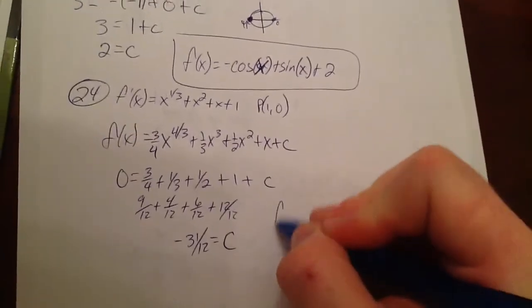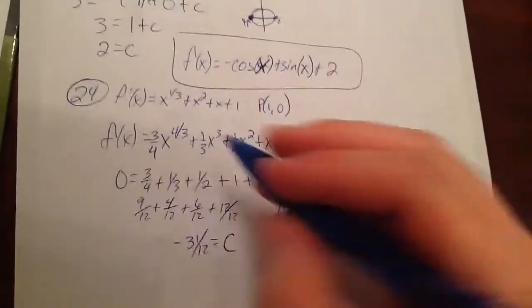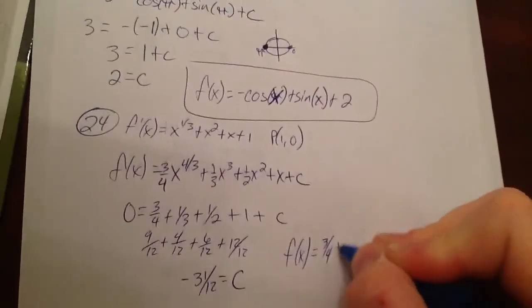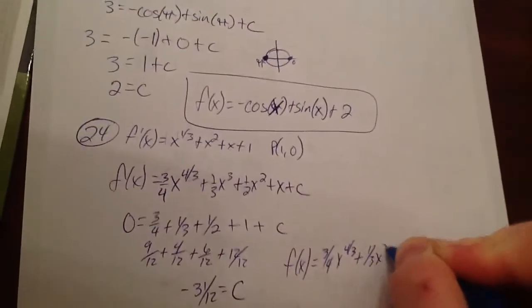I have no idea if that's right. But if it's not, you'll figure it out why, because you can look in the back of the book and see the answers. 3/4 x to the 4th third. I'd laugh if I got these all wrong.